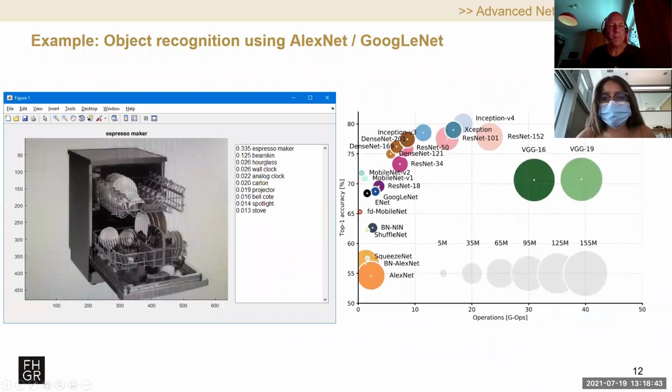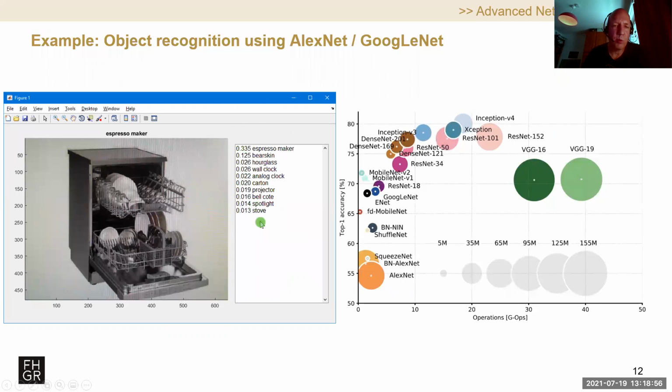I don't know. If you apply that with the very early successfully trained neural networks, you get results like that. You get a number of proposals for each of the possible classes. And for instance, it would say that this should be an espresso maker. I don't know if I want to use that as an espresso maker, but you can do that.